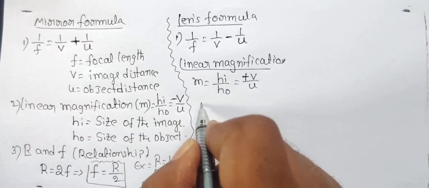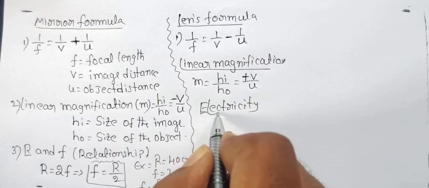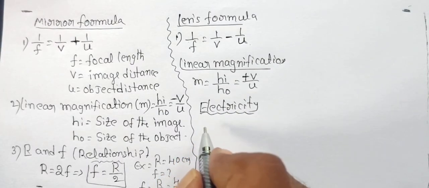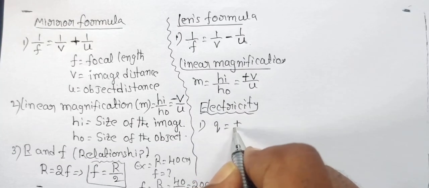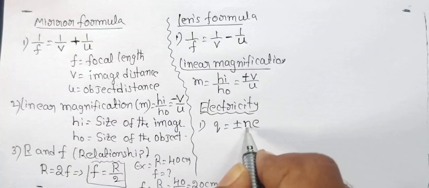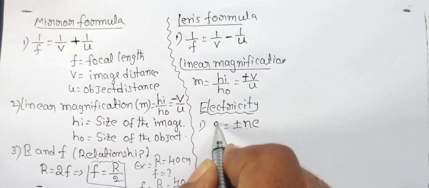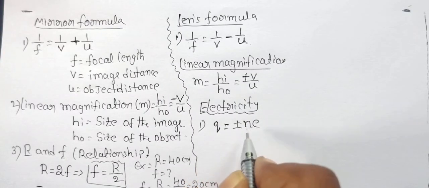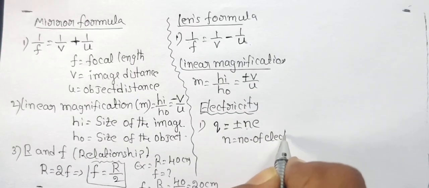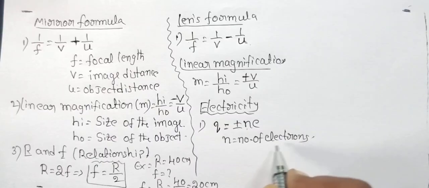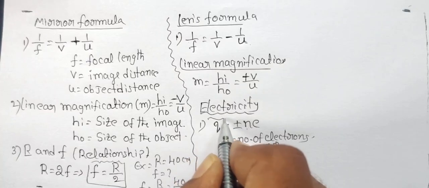Next, we go to the electricity chapter. In this electricity chapter, so many formulas will come. The first formula is charge Q is equal to plus or minus Ne. Here N means number of electrons or protons, e means charge of electron or charge of proton. This is one of the important formulas.